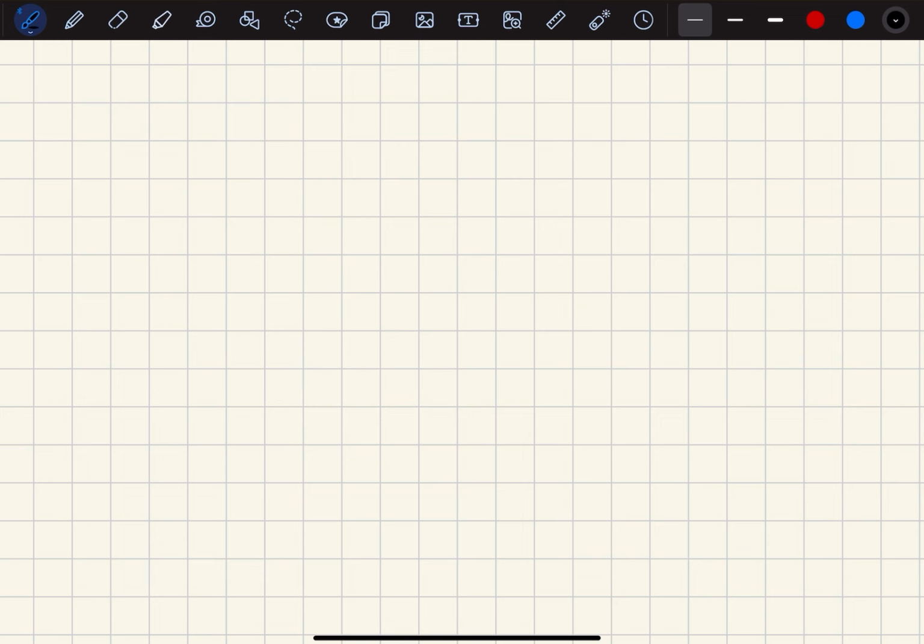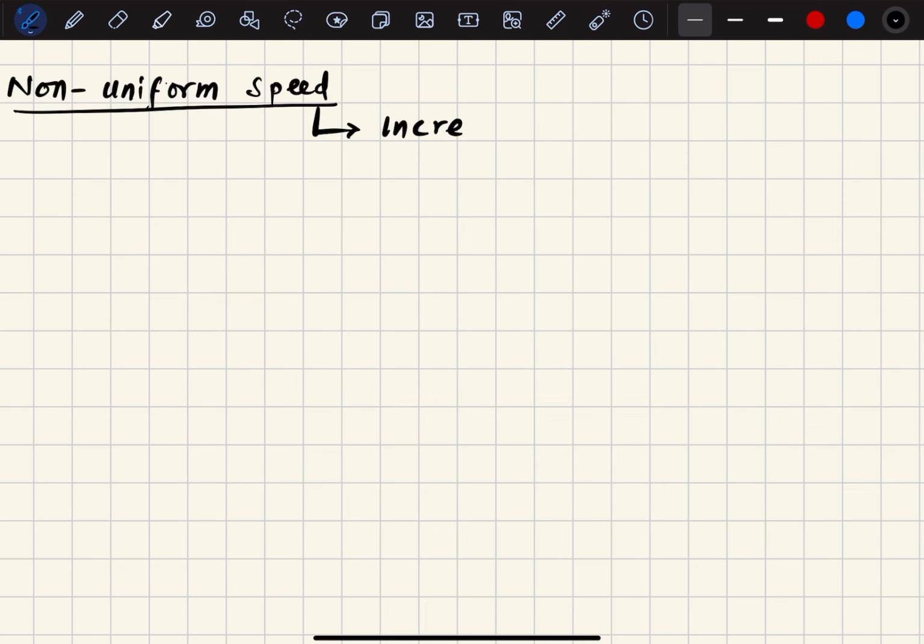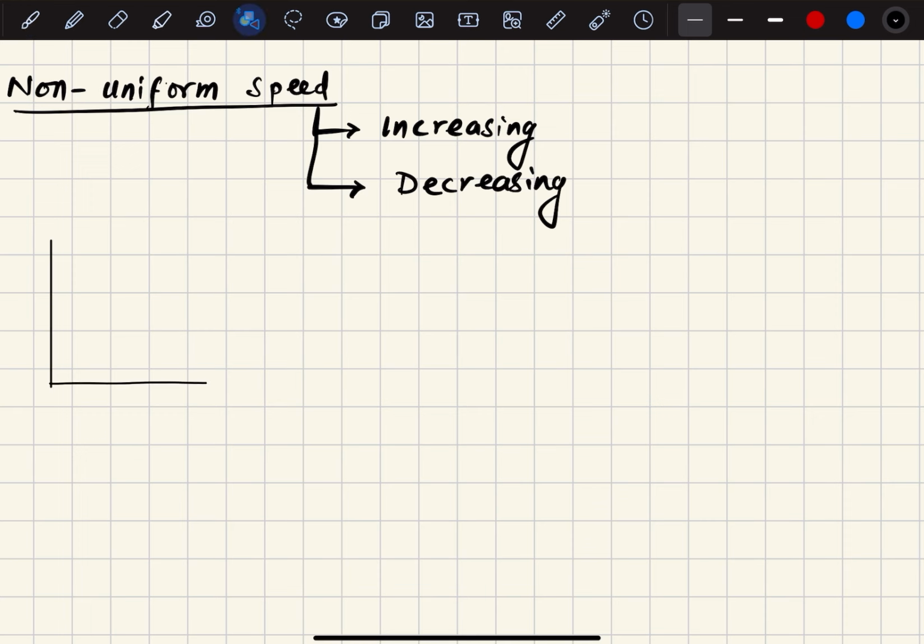Non-uniform speed. So it may happen that speed is either increasing or decreasing. Speed is either increasing or decreasing. If speed increases, we are talking about a distance time graph. If speed increases, okay, we need to understand this. Increasing speed, what does this mean?